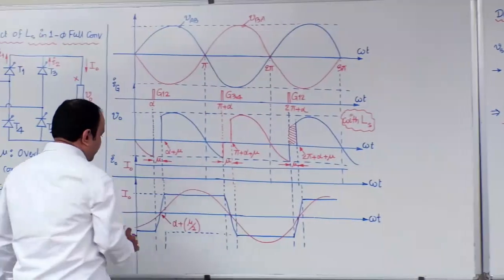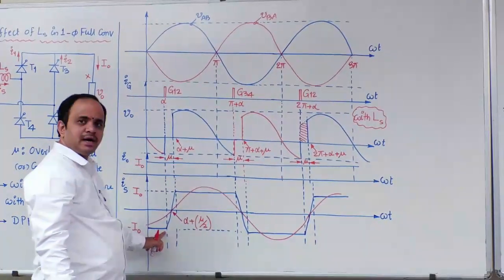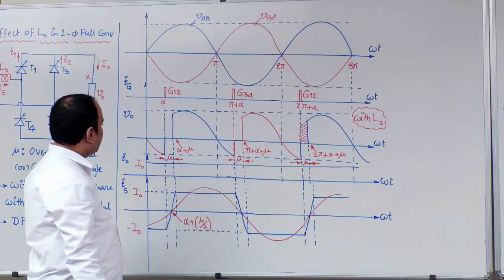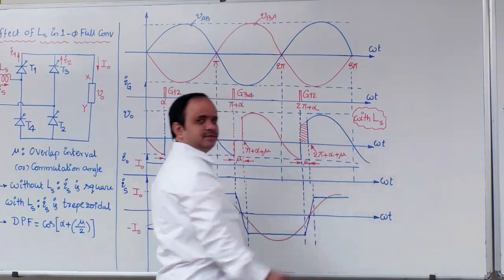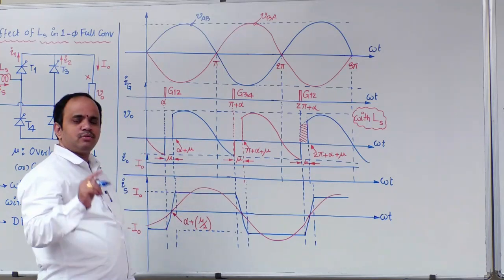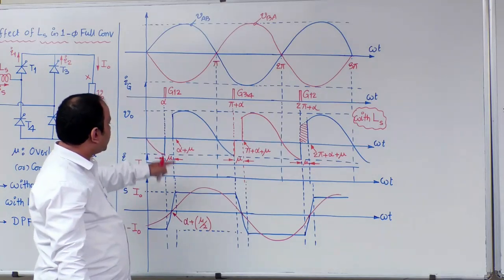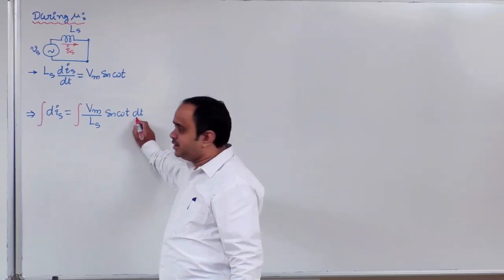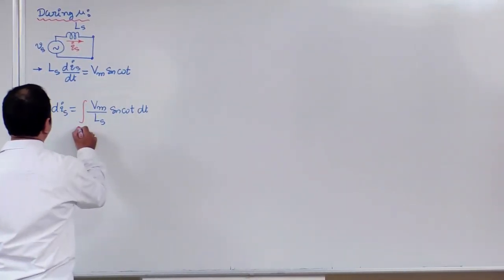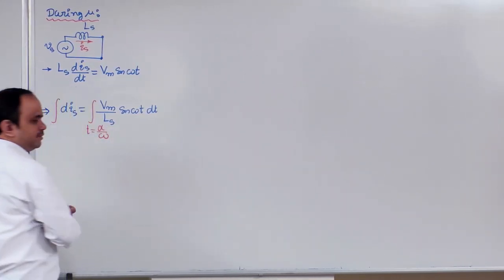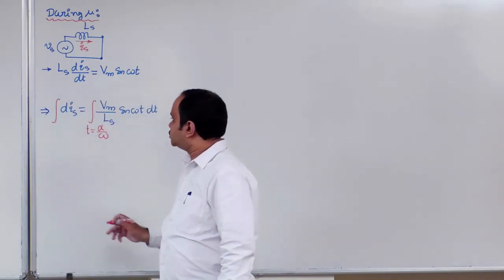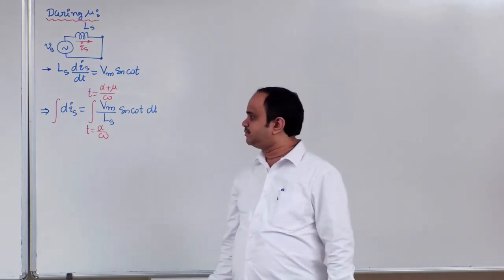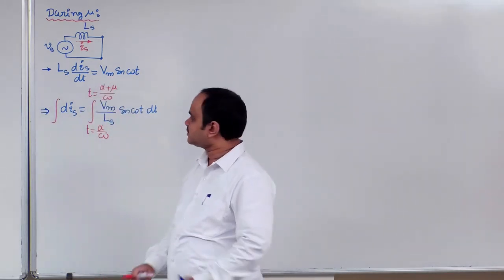Let us see that. So here the overlap interval started from alpha. Therefore the lower limit could be alpha, and the upper limit could be alpha plus mu. But here the x-axis is omega t. Therefore, the lower limit is omega t equal to alpha, and the upper limit is omega t equal to alpha plus mu. And if you see here, the integration is with dt. Therefore, you should write the lower limit in terms of t. So, t is equal to alpha by omega. The upper limit is t equal to alpha plus mu divided by omega, which is nothing but omega t equal to alpha plus mu.